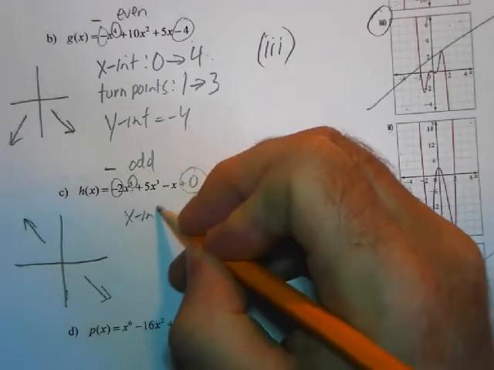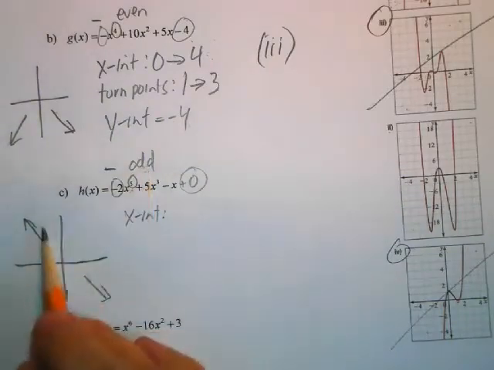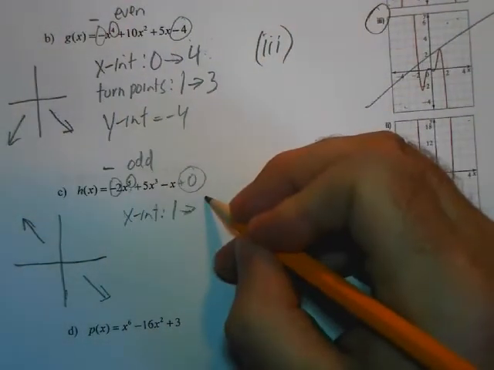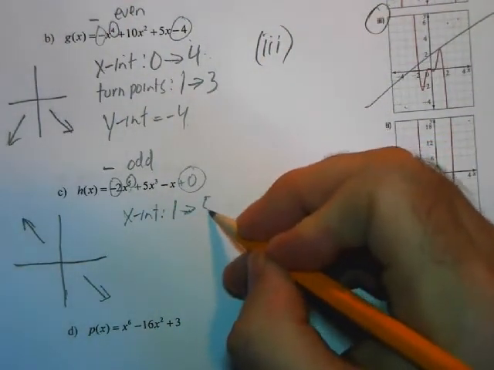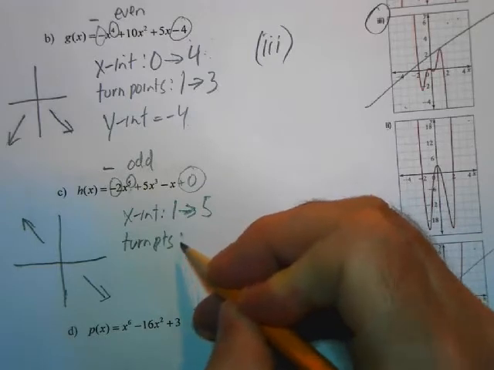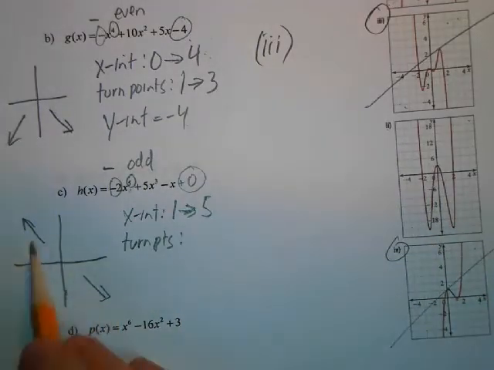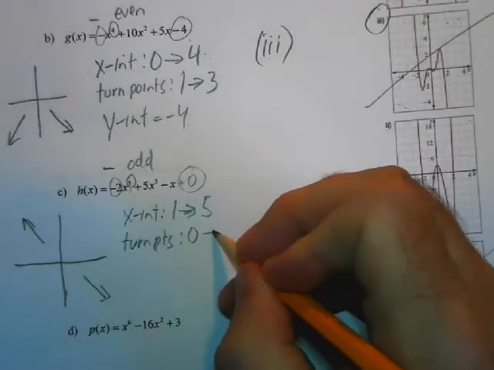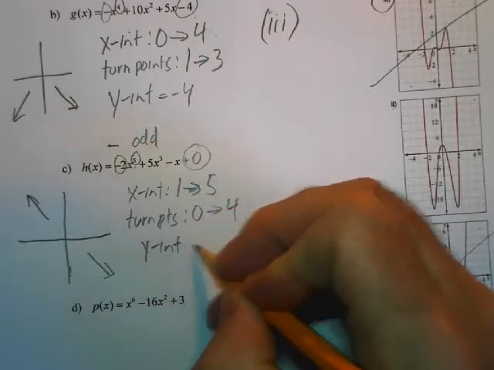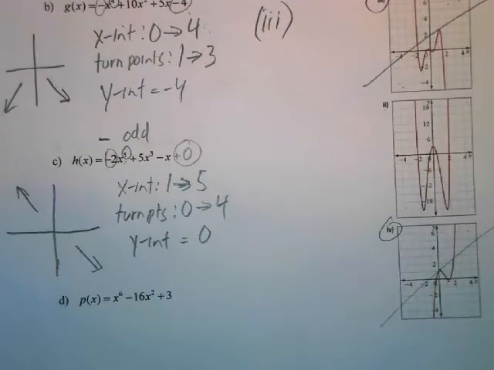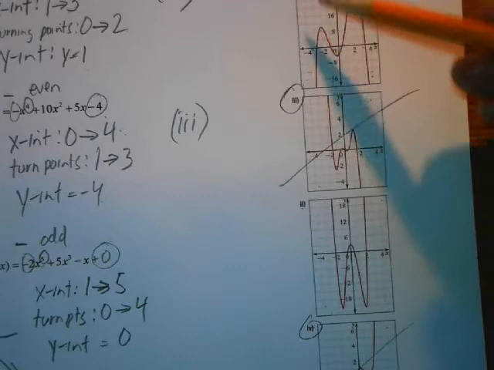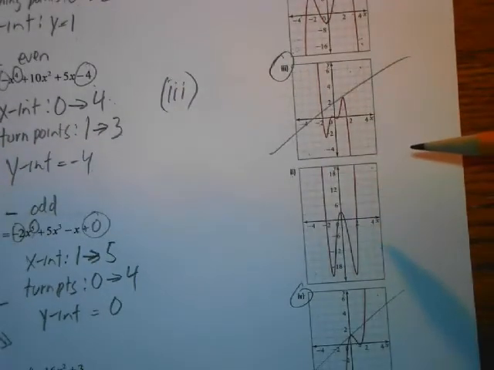X-intercepts. So this time because it's odd, it has to have at least 1, and it can have up to the degree, so 1 to 5. And the turning points, an odd degree doesn't necessarily have to have any turning points, and it can have up to 1 less than the degree, so that's 0 to 4, and the y-intercept is 0. Okay, so not a whole lot to look for here. That doesn't match up because of the end behavior. Hold on.